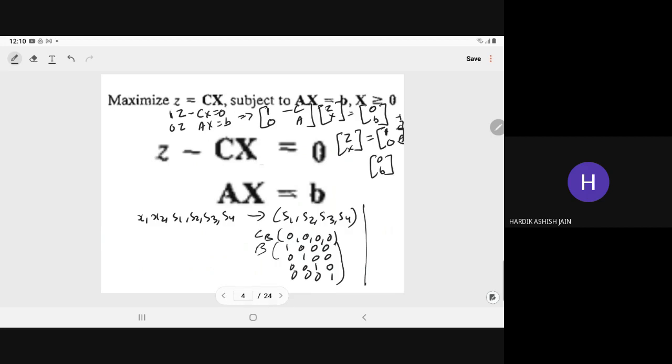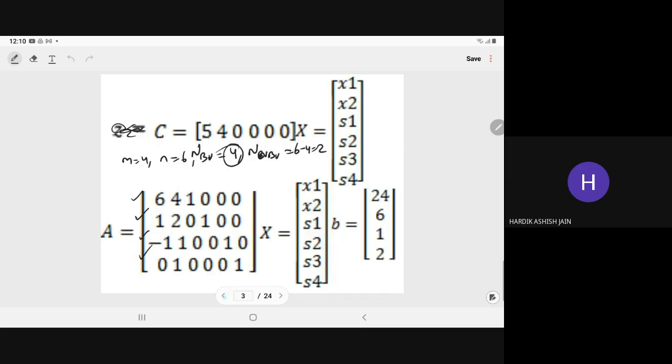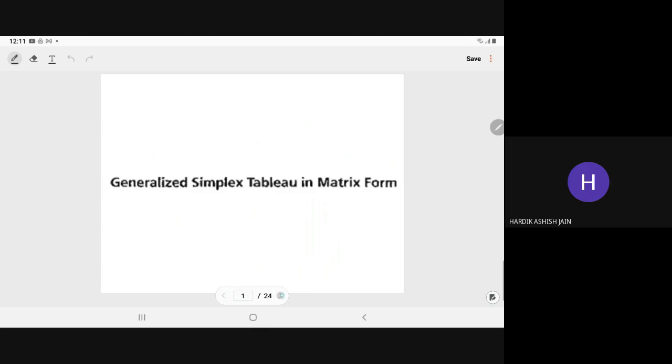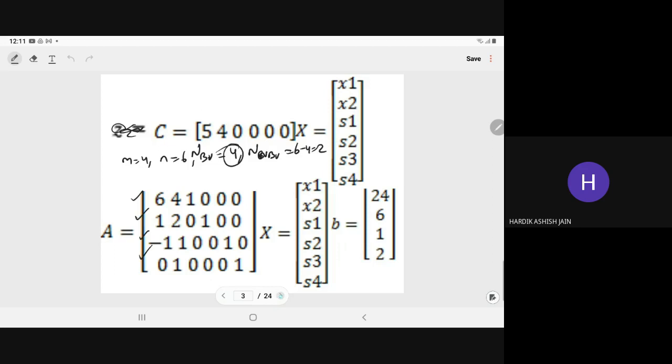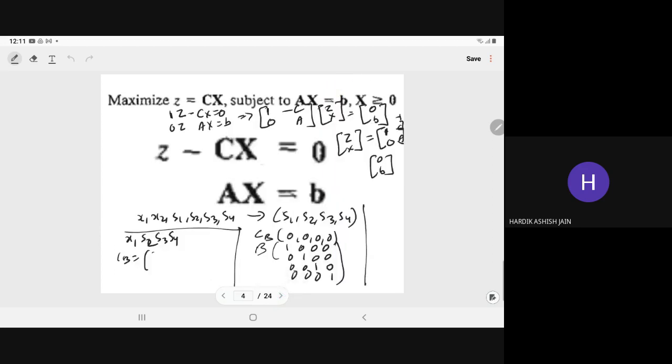Then in the next step, if you recall, we have x1 as an entering variable, and s2, s3, s4 as basic variables. So the corresponding CB will be, because the objective function is 5x1, 5, 0, 0, 0. Corresponding to s2, s3, s4 are 0.